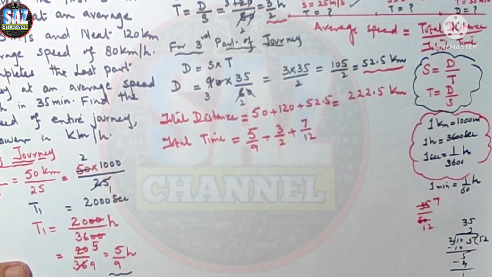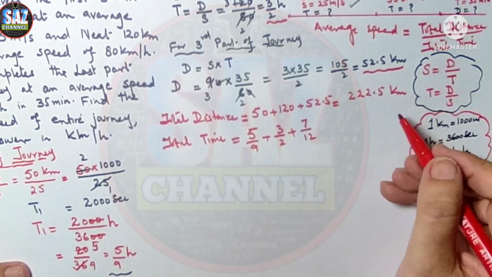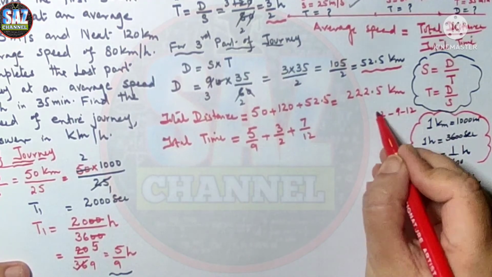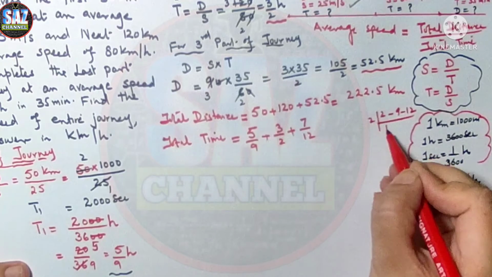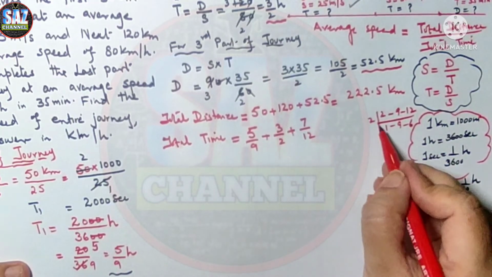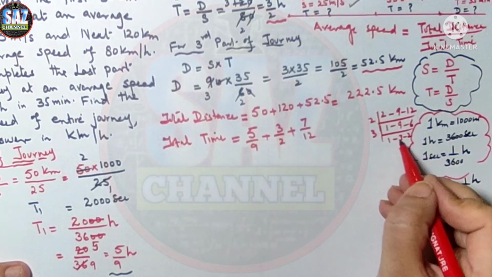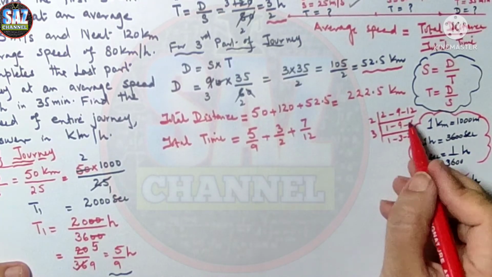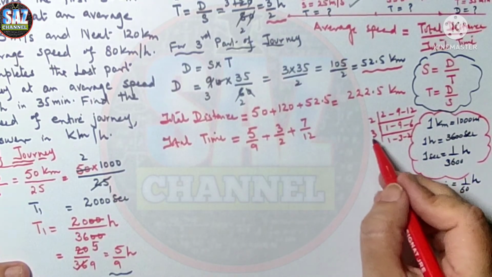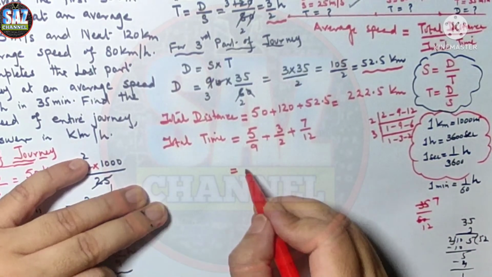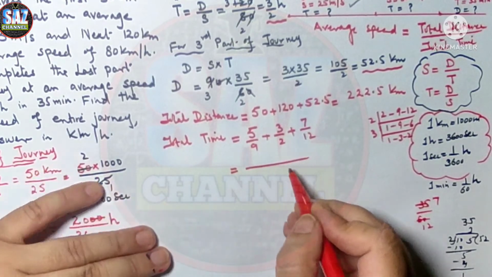Okay. Now it's time to go for the LCM. LCM of 2, 9, and 12. It will be suitable to use the table of 3: 3 2s are 6, 6 2s are 12, 12 3s are 36. 36 is the LCM for total time taken, and this whole expression is in hours.